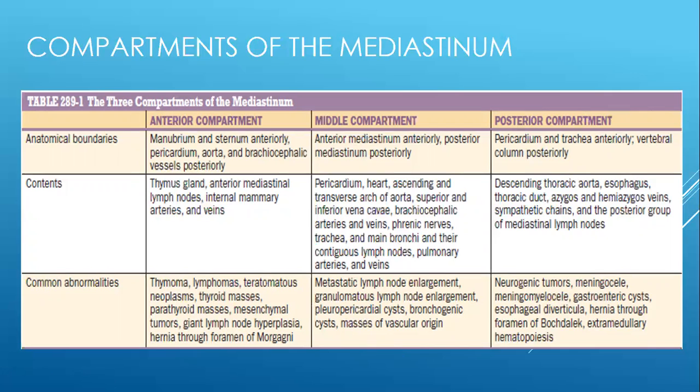You can have metastatic lymph node enlargement, granulomatous lymph node enlargement, presence of pleuropericardial cysts, bronchogenic cysts, and masses of vascular origin. And finally, if you encounter a mass which is found in the posterior mediastinum, then think of the possibility of neurogenic tumors, meningocele, meningomyelocele, gastroenteric cysts, esophageal diverticula, a hernia through the foramen of Bochdalek, and even extramedullary hematopoiesis.